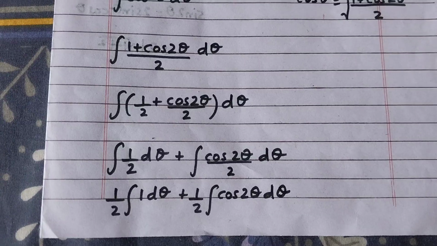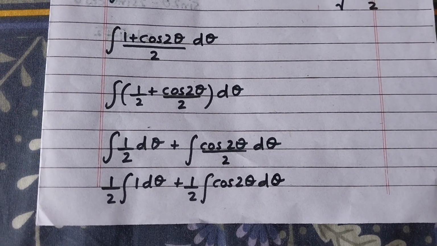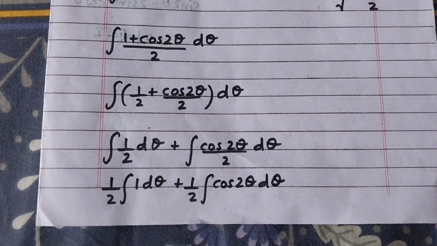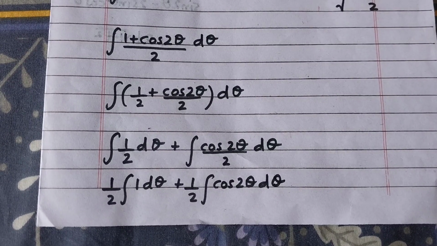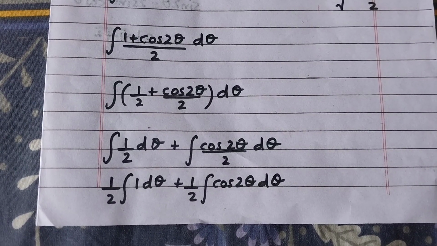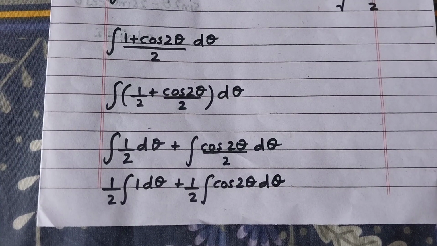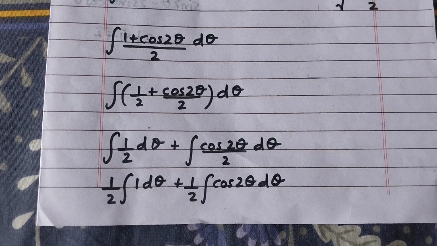So we need to just basically think about which function has a derivative equal to 1. So theta, the derivative of theta is basically 1. So the antiderivative or integral of 1 will be just theta. And now we have to think about which function has the derivative cos 2 theta.